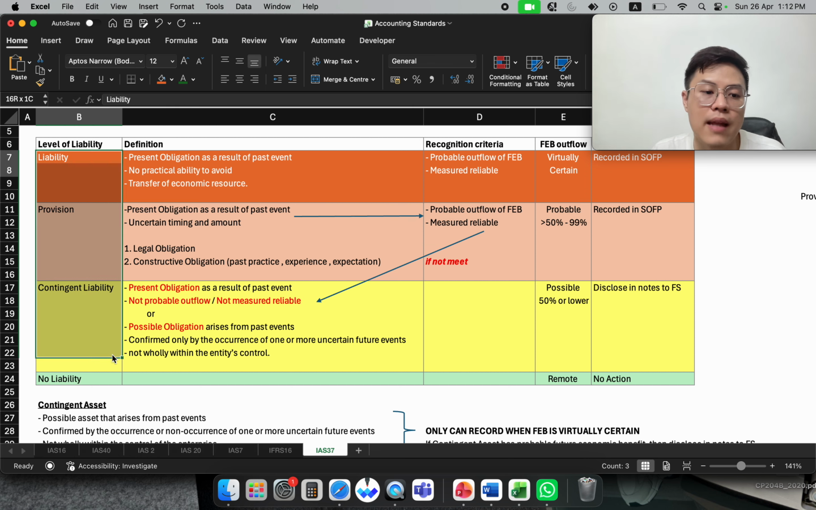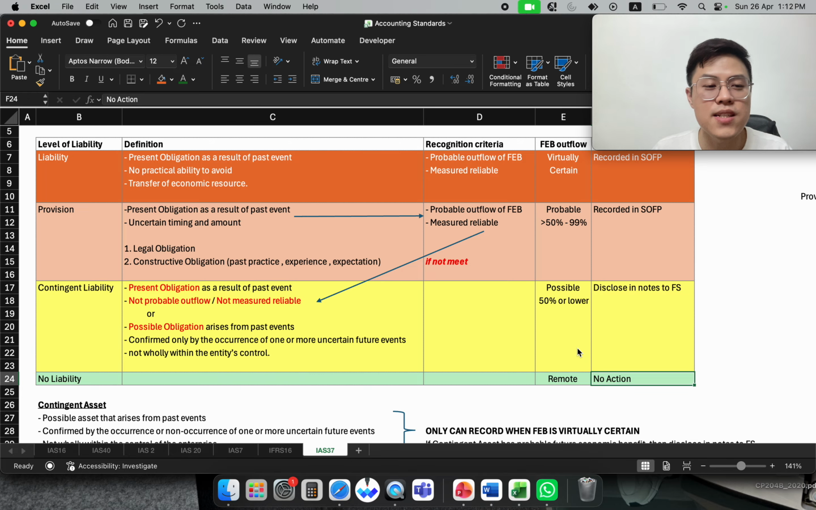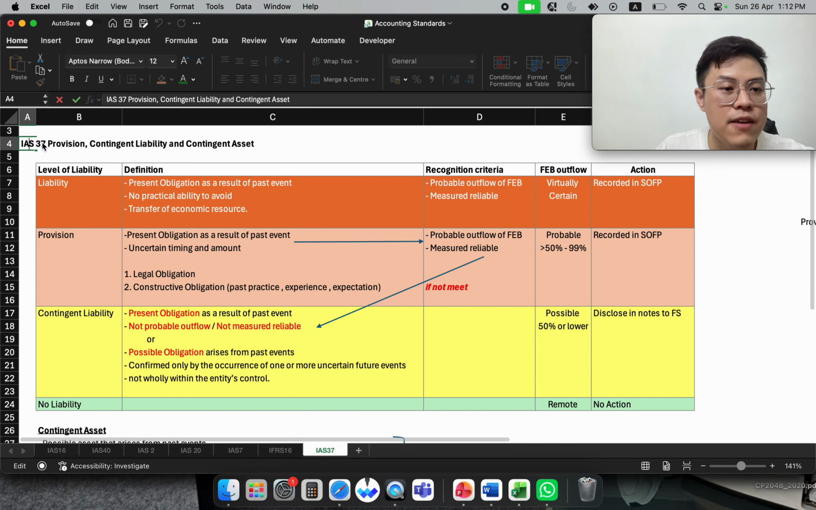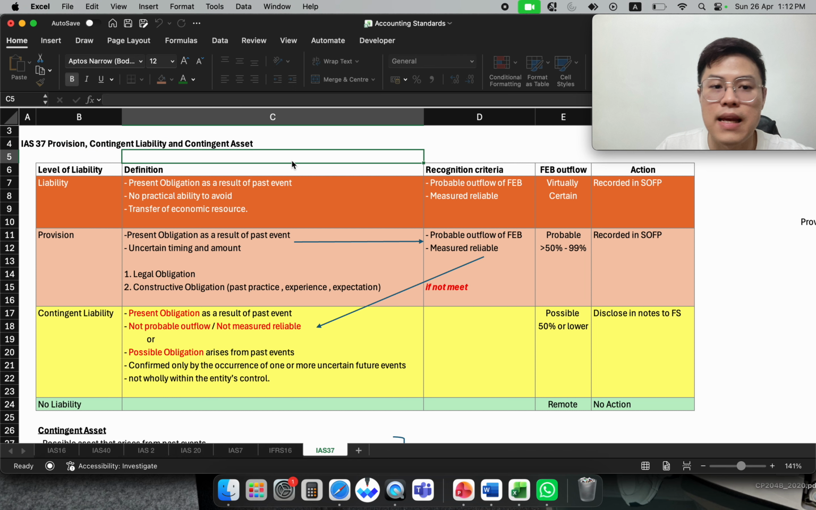This is how we read the entire chart for the liability. And the simplest one, no liability, means remote. Remote means you are totally not going to pay anything and there are no actions. So this is the overview of your liability, provision, and contingent liability, where the first two parts of IAS 37 focus on these two. And the last part will be contingent asset.